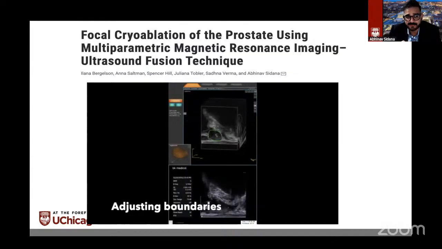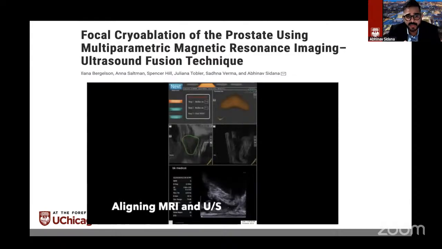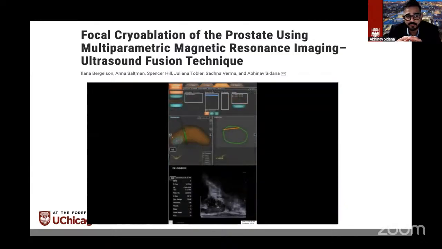So we did the scan of the prostate and to do a TP fusion, marked the boundaries of the prostate, and created a three-dimensional model of the prostate using ultrasound. And then this was superimposed with a three-dimensional model of the MRI, which was first aligned. Rigid registration was done, and then elastic fusion was done to achieve complete fusion.